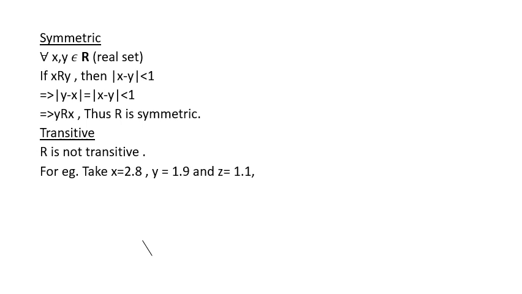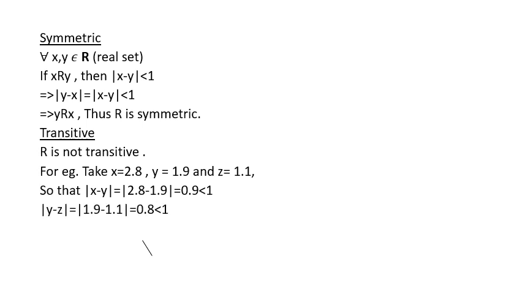Because just take an example. If there is any property which does not hold there, then it is enough to take a particular example and explain why the property does not hold there. So here R is not transitive because if we take x is equal to 2.8 and y is equal to 1.9 and z equal to 1.1, then modulus x minus y is equal to 0.9, which is less than 1, and then modulus y minus z is equal to 0.8, which is less than 1.